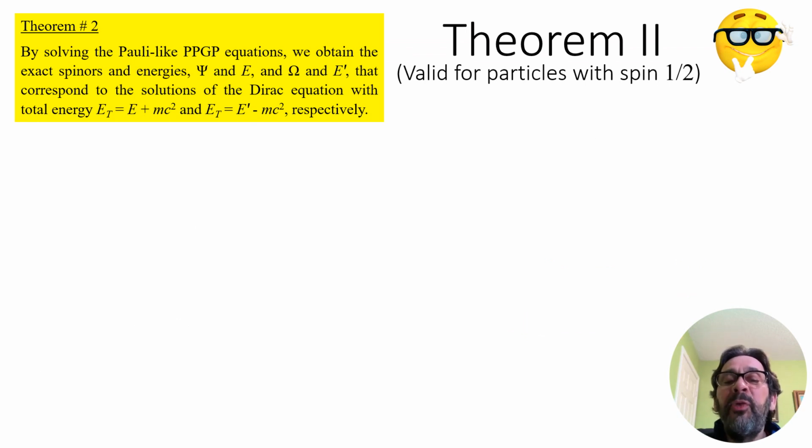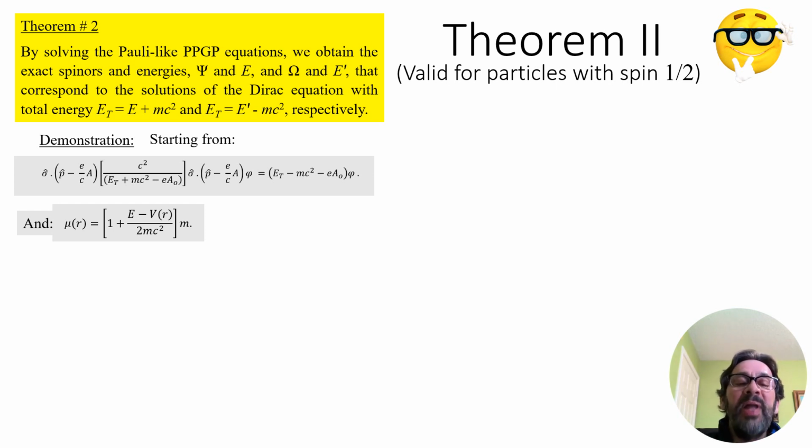Theorem 2, valid for particles with spin 1/2. What is this theorem? This theorem relates the solutions of the Dirac equation with the solutions of the Pauli-like Poveda-Poirier-Grave de Peralta equations. Theorem number 2. By solving the Pauli-like PPGP equation, we obtain the exact spinors and energies psi and E, and rho and E prime, that correspond to the solution of the Dirac equation with total energy E plus mc² and E prime minus mc² respectively.